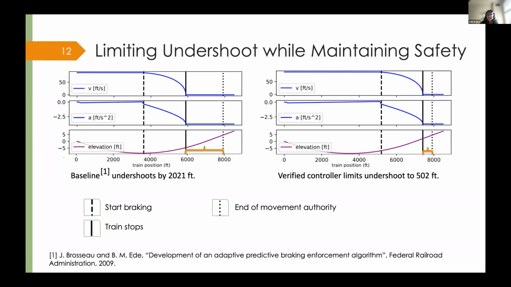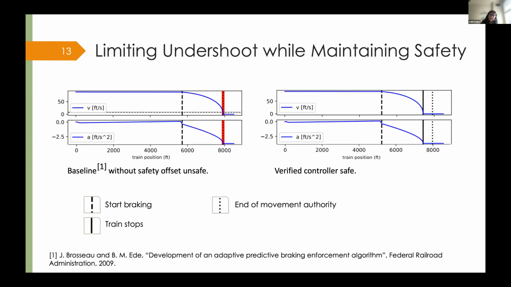The reason the baseline controller is so conservative is that in order to compensate for the inaccuracies of numerical integration, it has to add a fudge factor, a safety offset. Suppose we were to remove the safety offset. Then the baseline controller becomes unsafe. The red highlighted region indicates where the train has a non-zero velocity, even past the end of movement authority. Our formally verified controller has eliminated the need for an offset and, as a consequence, is more efficient than the baseline.